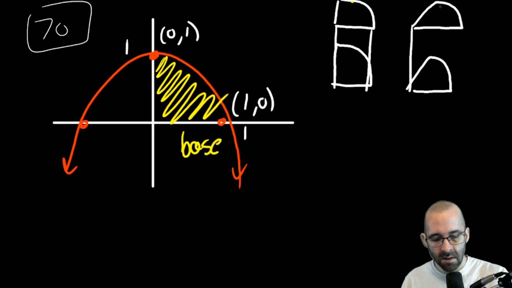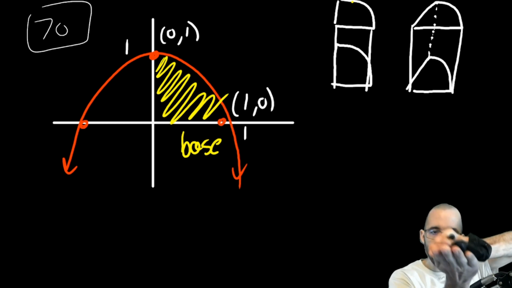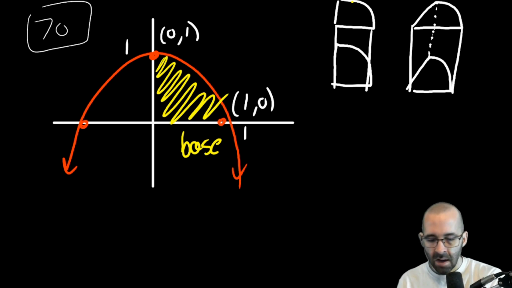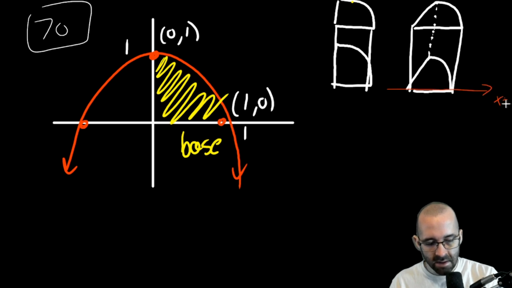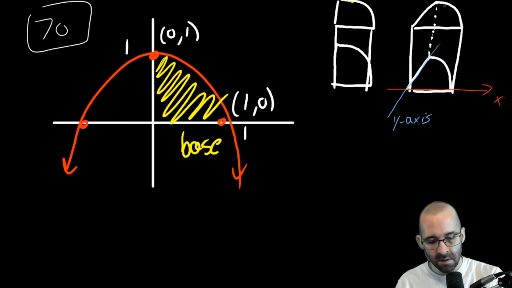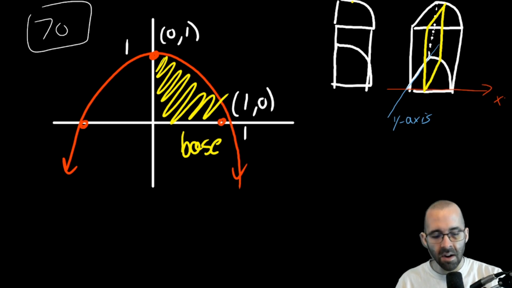Again, we're looking at this essentially think of this base as being stretched up, stretched into 3 dimensions. And then each cross section where this is the x-axis. Let me write this out. That's the x-axis. And this is the y-axis. So vertical slices perpendicular to the y-axis are rectangles. So these are our cross sections.